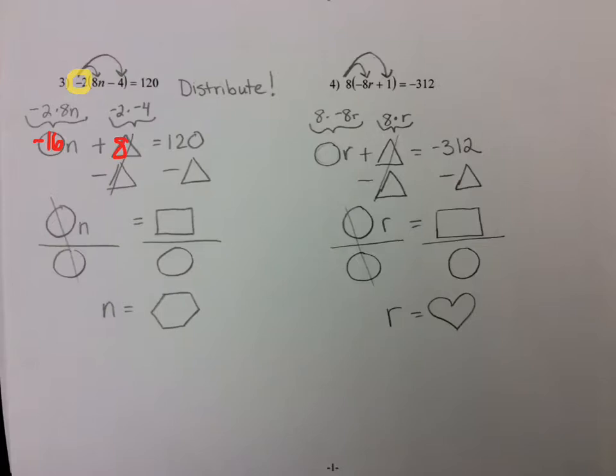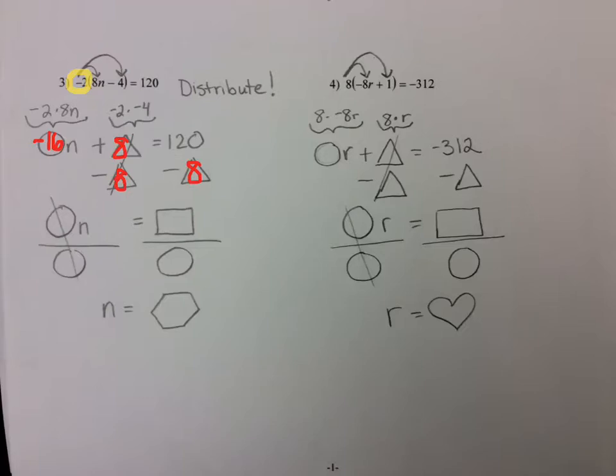So now I need to get the n by itself. So I need to get rid of that 8 that's kind of hanging around in that triangle. It's a positive 8, so look underneath, I'm going to subtract, but I'm going to subtract the same number. I'm going to subtract 8 so that they cancel out. I'm going to have to do that on the right side of my equation also to keep it balanced.